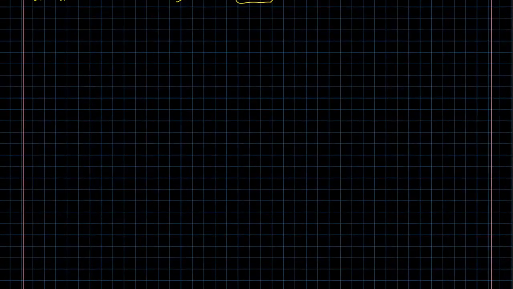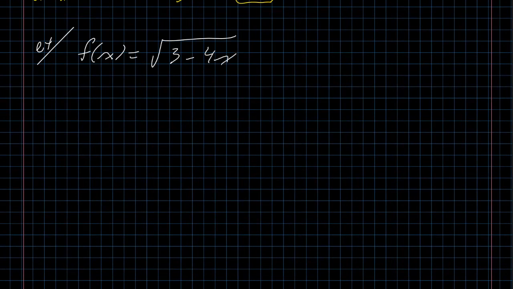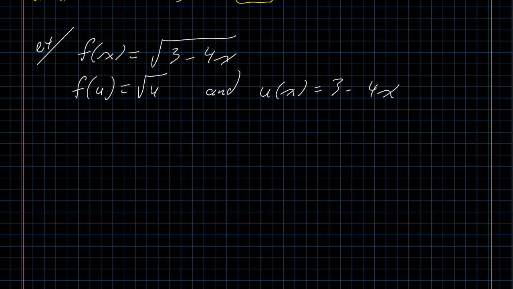Let's jump right into an example here. Let's take a look at the function f of x is the square root of 3 minus 4x. We can recognize that this is a composition. F of u is the square root of u, and u of x equals 3 minus 4x. Just substitute that value of u into the thing underneath the square root, and you're good to go.